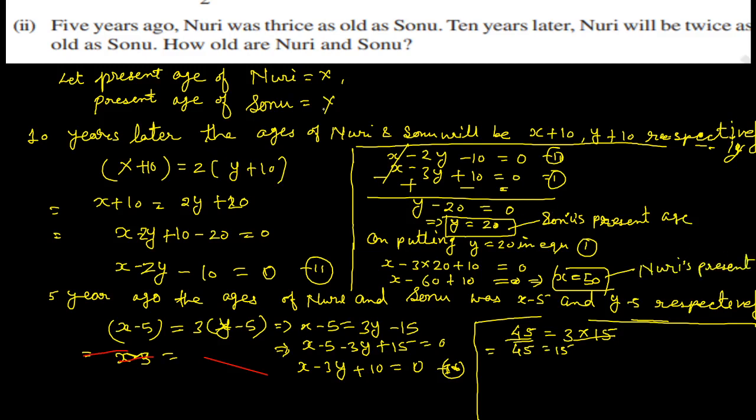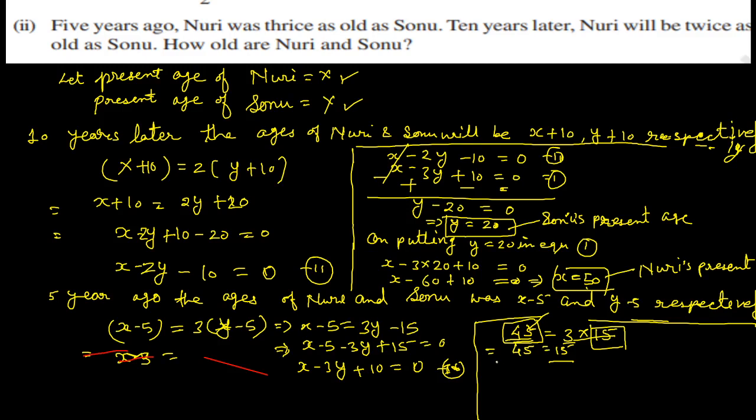What have we supposed here? We have supposed that x and y are the present ages of Noori and Sonu. So how to check? 5 years ago, Noori was 45 years and Sonu was 15 years old, because their present ages are 50 and 20 respectively. So when you subtract 5 from their ages, what is the relation you are getting? 45, the age of Noori, is equal to 3 times the age of Sonu. That means whatever values of Noori's and Sonu's ages we have found are correct, because we are getting the correct relation.